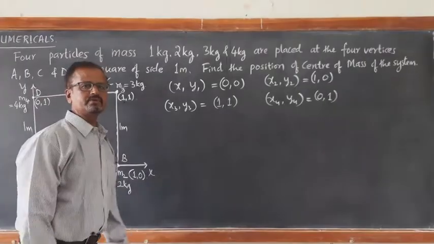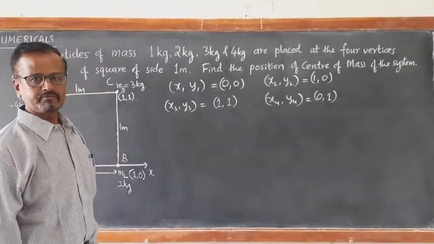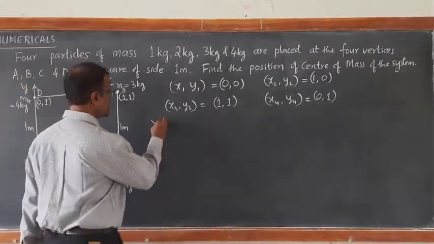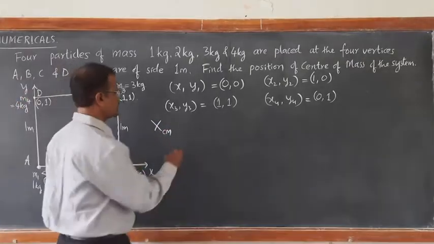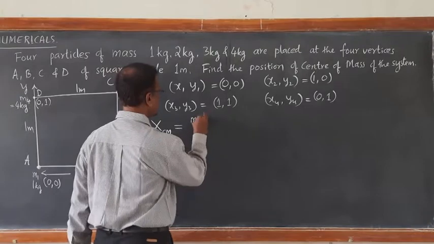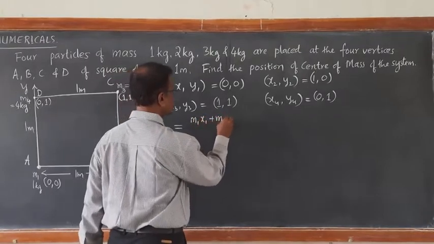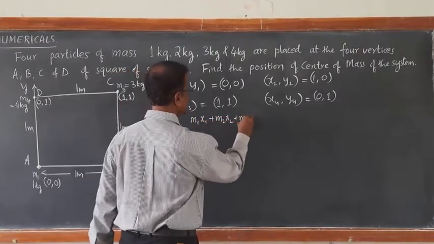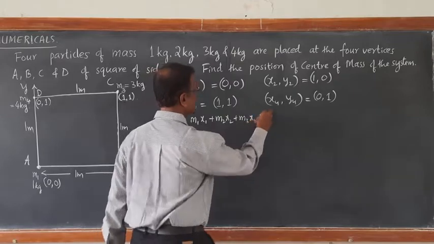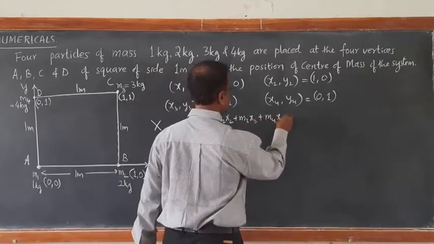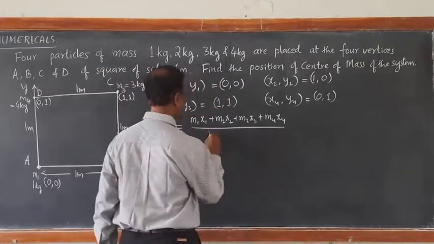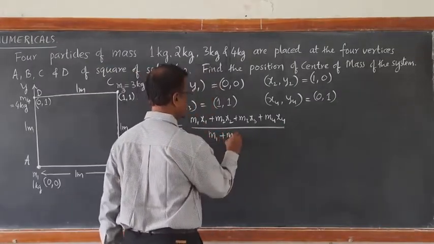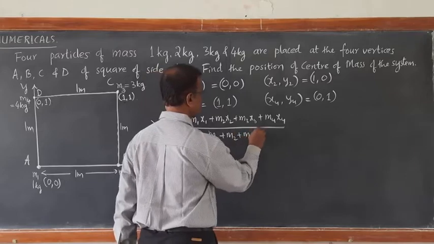Now use the equation for the position of center of mass. The x coordinate of the position of center of mass is equal to m1 x1 plus m2 x2 plus m3 x3 plus m4 x4, because there are 4 particles, divided by the sum of the masses, m1 plus m2 plus m3 plus m4.